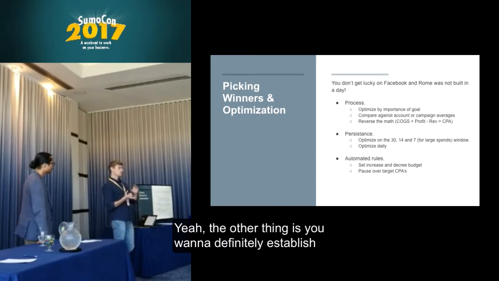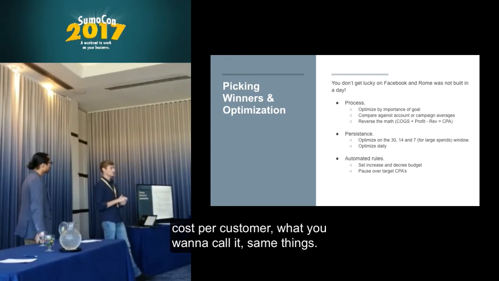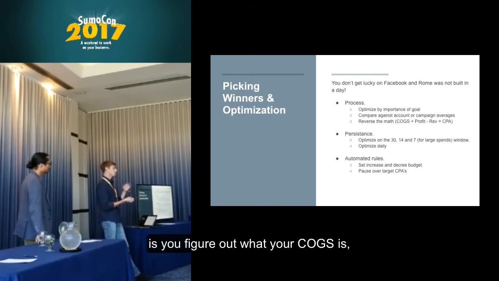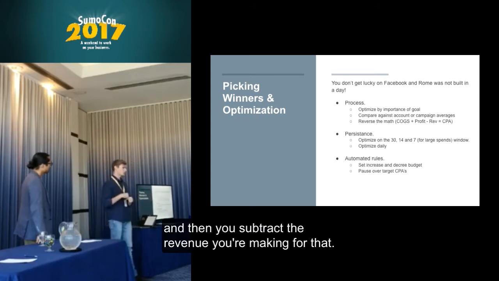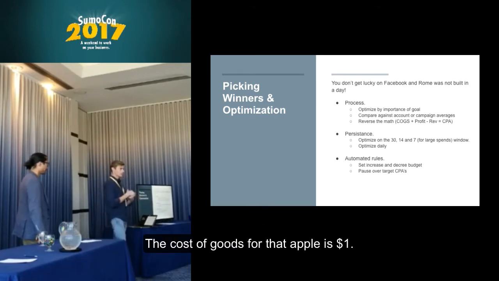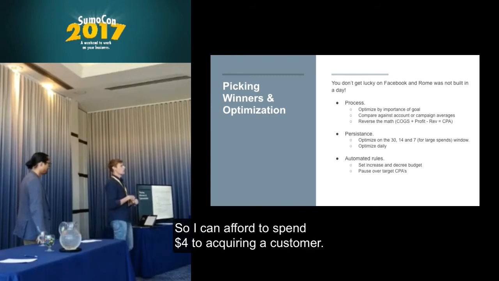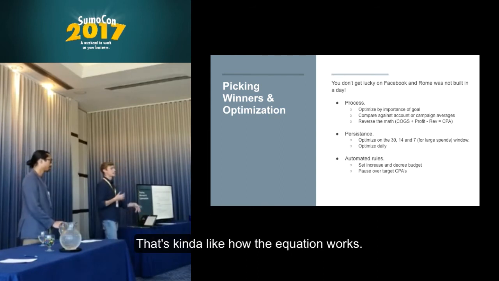The other thing is you want to definitely establish what your optimal CAC or CPA is, cost per acquisition, cost per customer, whatever you want to call it. Same things, but essentially an easy equation to do that is you figure out what your COGS is, how much profit you want to make on that, and then you subtract that from the revenue you're making. So for example, I'm selling a $10 apple. The cost of goods for that apple is $1. I want to make $5 per apple, so I can afford to spend $4 to acquire my customer. So that's kind of how that equation works.